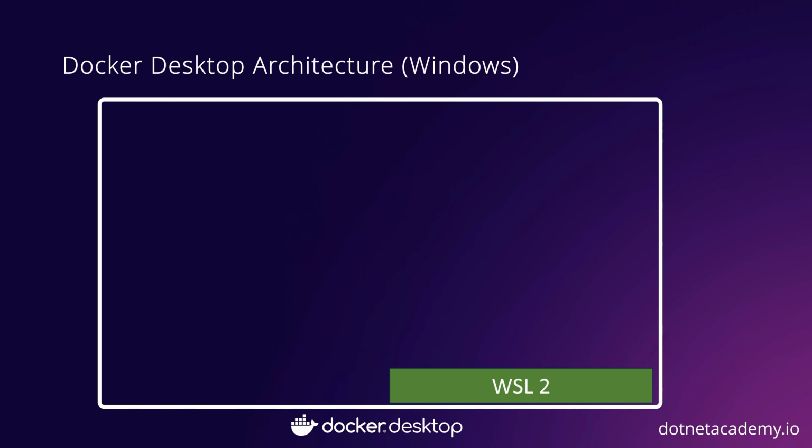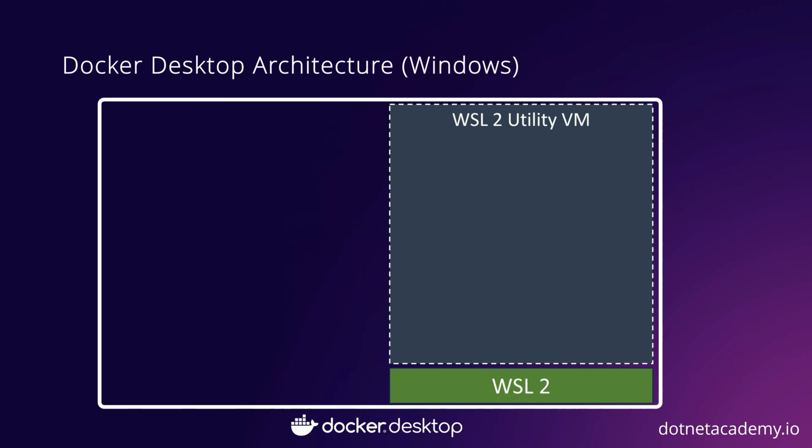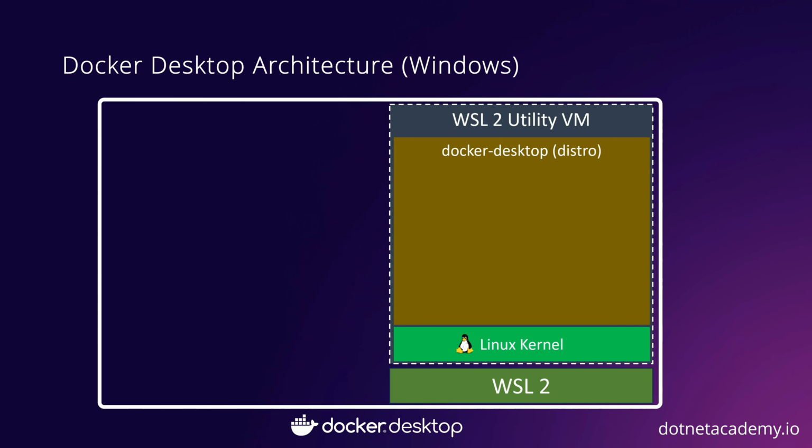WSL2 creates and manages the utility VM, which is a lightweight virtual machine used to provide a seamless Linux environment for your containers. WSL2 runs a Linux kernel inside this VM, which, as you know, manages the hardware and provides essential services. Now, within this utility VM, we have a special Linux distribution called Docker Desktop, which is managed by Docker Desktop and provides the user space environment necessary for running the Docker engine and your containers.